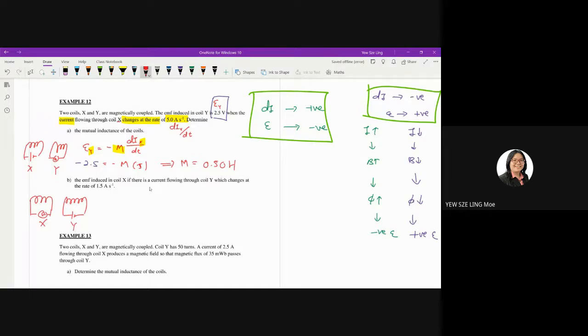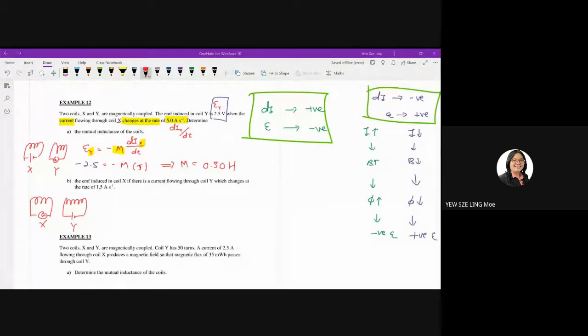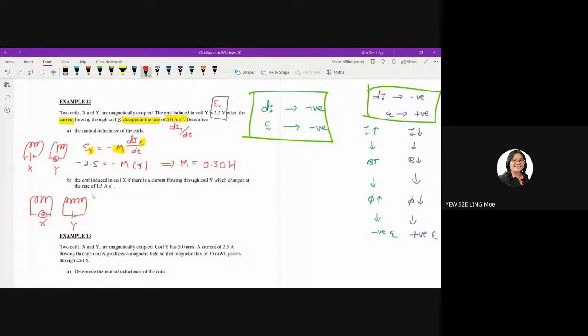So the induced EMF in coil X, if there's a current flowing through coil Y, which changes at the rate of 1.5 A s^-1. How are we going to calculate it? We're going to calculate it using the same equations. Just that now, because we have the current in coil Y, this is now dI_Y over dt. So EMF_X equals negative M dI_Y over dt.